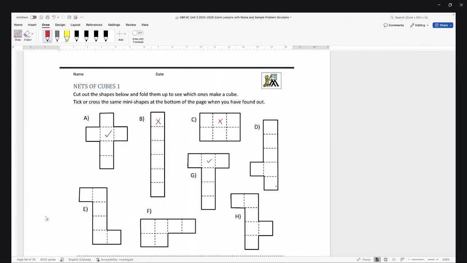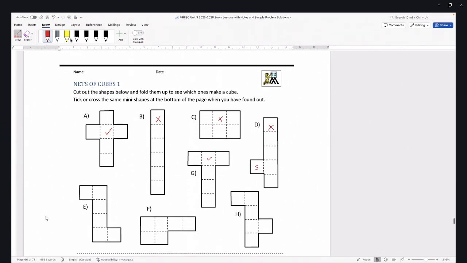This one can be one of the sides, but there's no way because these can only fold in one direction. I can fold it up or down, but I can't take any one of these and fold it to the side to get the matching side for this one. So this one will not be a cube when folded.